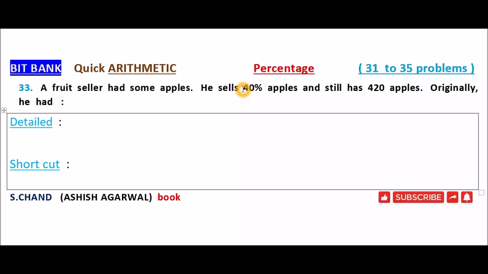He sells 40% of total apples, and after selling, 420 apples remain. So 40% of total apples are sold, and the remaining apples are 100 minus 40, which is 60%. So what is the remaining number of apples? 420. So 60% of total apples is equal to 420.